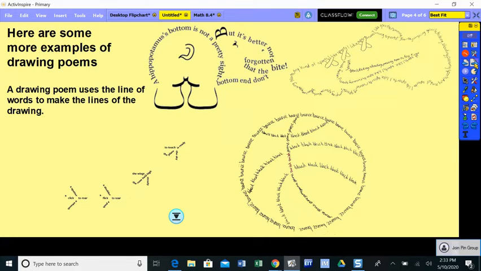A hippopotamus's bottom is not a pretty sight, but it's better not to be forgotten that the bottoms don't bite. So as you can see, it can be a little difficult to read. A hippopotamus's bottom is not a pretty sight. And then it goes up to the top. But it's better not to be forgotten that the bottoms don't bite. And then it makes sense for the poem.